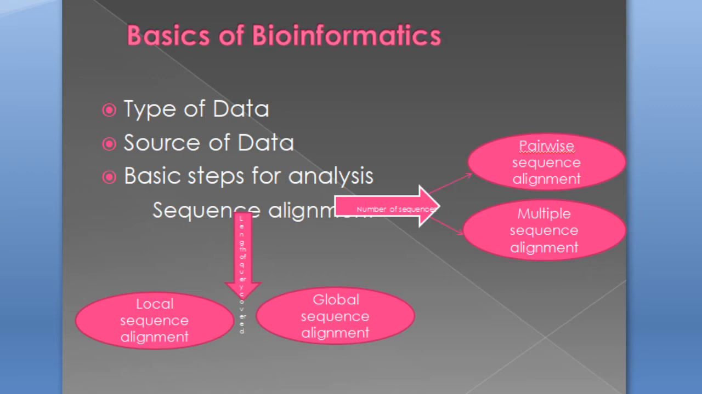If we want to categorize the type of data, we can broadly say there are two categories. One is sequence, another is structure. When we say sequence data, we are talking about either nucleotide sequence data or protein sequence data. When we talk about structure data, prominently we are talking about the protein 3D structure data.